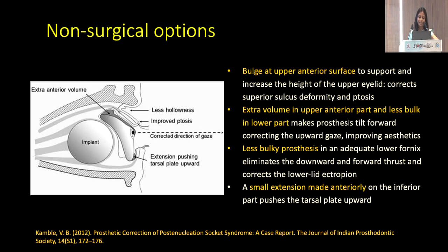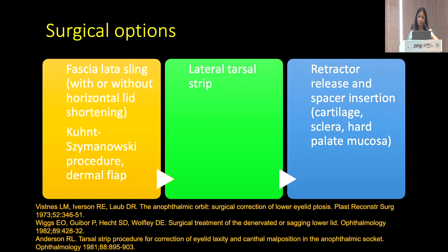We also make it less bulky so that it eliminates the downward and forward thrust and corrects the lower lid ectropion. And a small extension made anteriorly on the inferior part pushes the tarsal plate upwards, so it also reduces lower lid retraction. Surgical options may include fascial slings with or without horizontal lid shortening, lateral tarsal strips, and retractor release and spacer insertions in these cases, such as cartilage, sclera, hard palate, mucosa.